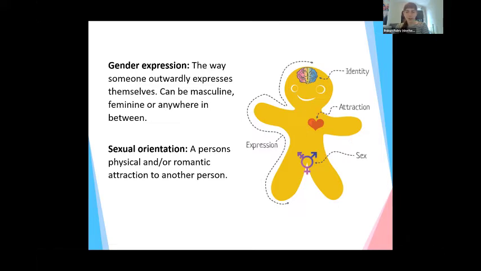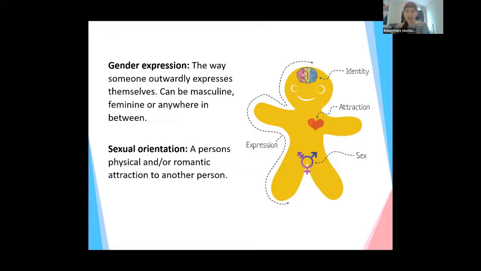Finally, here represented by our little heart, we have sexual orientation, which is a person's physical and or romantic attraction to another person. The difference between someone's sexual orientation and their gender identity is that your sexual orientation is who you love, and your gender identity is actually who you are.